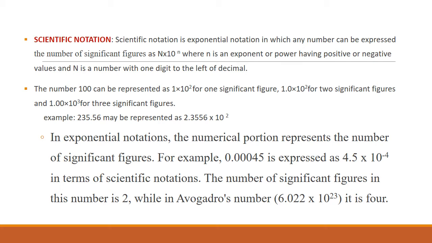In exponential notation, the numerical portion represents the number of significant figures. For example, 0.00045 is expressed as 4.5 into 10 to the power minus 4, and here the number of significant figures is 2. And in the Avogadro number, the significant figures are 4. So 10 to the power n is not included in the significant figures.